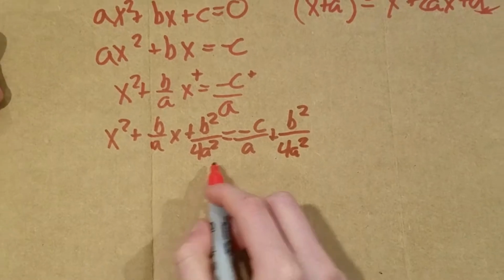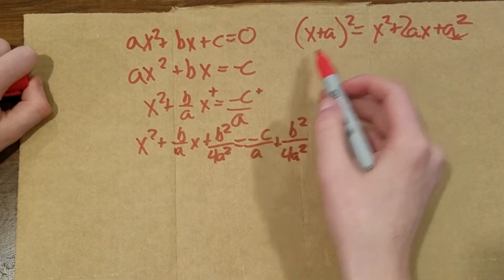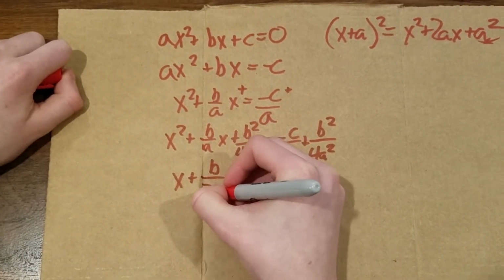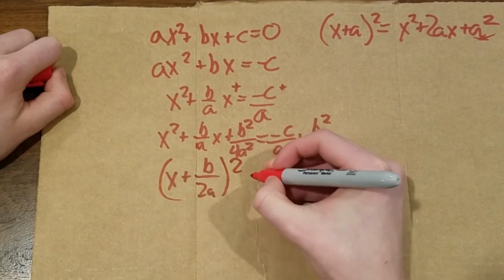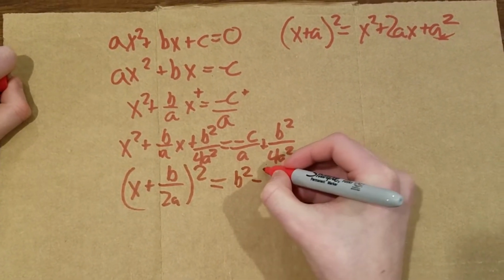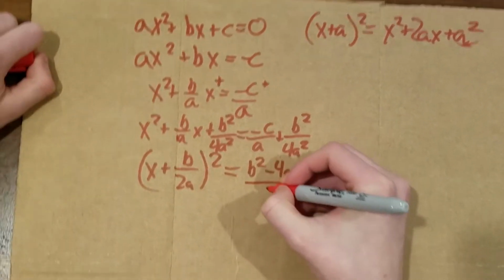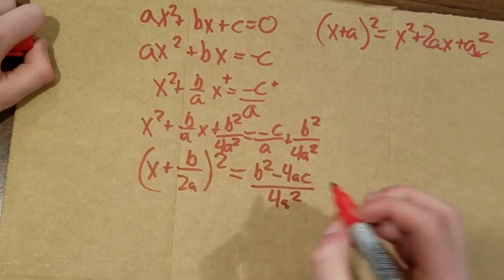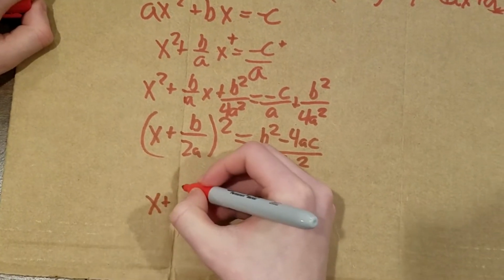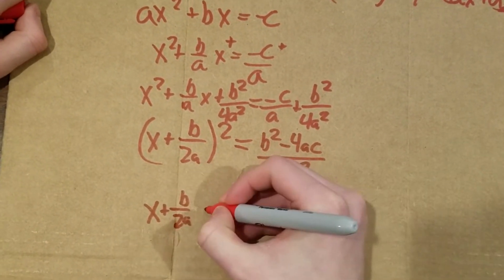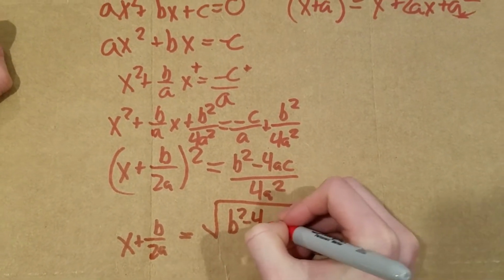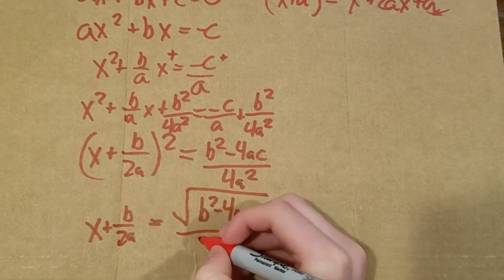Now over here, we know that this equals x plus a, so this equals x plus b over 2a, all of that squared. And this over here, if we combine the terms, it equals b squared minus 4ac all over 4a squared. Now, if we take the square root of both sides, we get x plus b over 2a equals the square root of b squared minus 4ac over 2a.